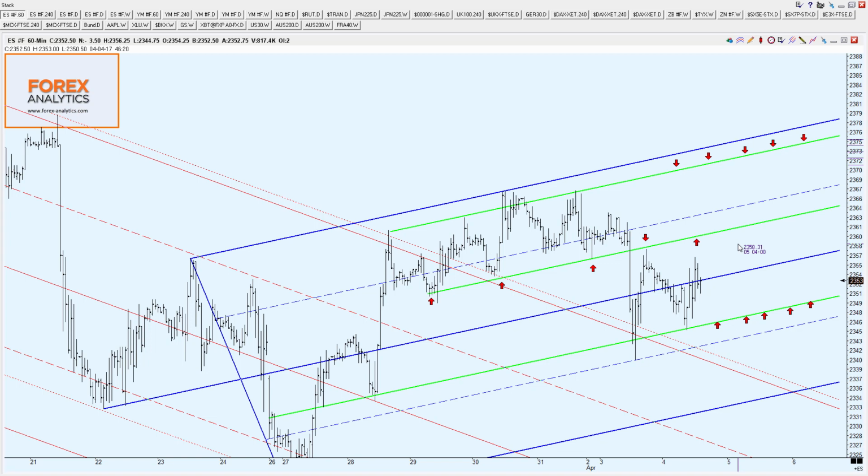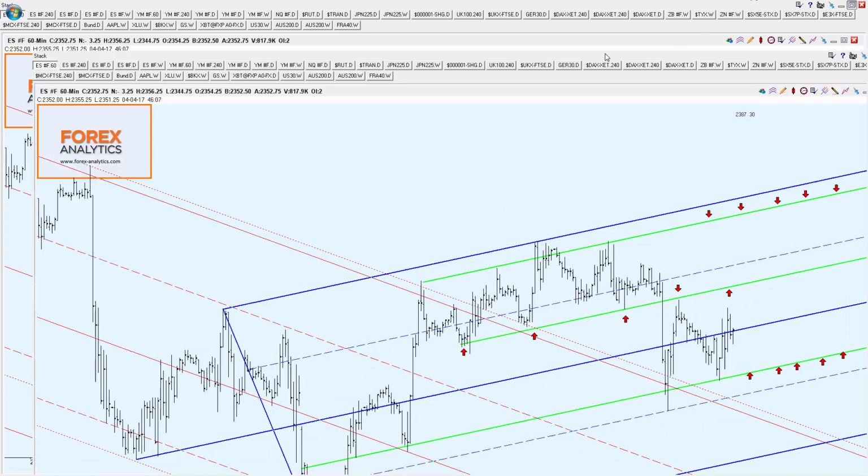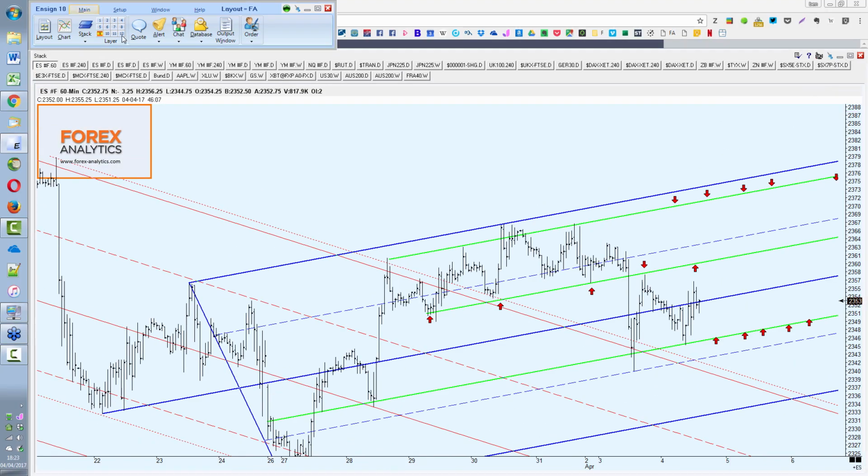Let's go and have a look at gold and silver. Before we do that, I'm just going to have a slurp of water, so just bear with me one tick. Okay, back with you.